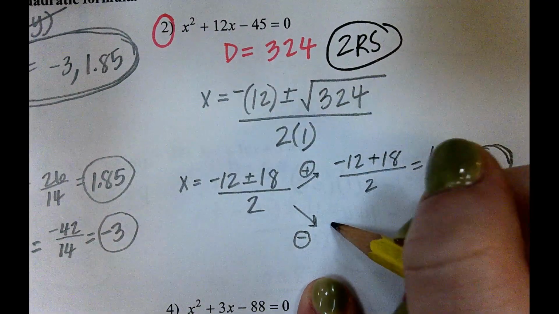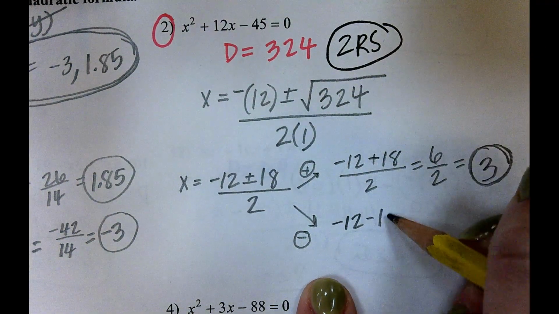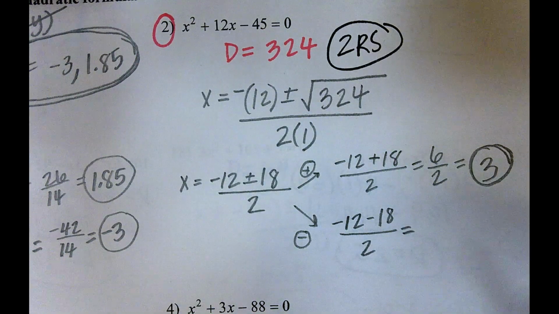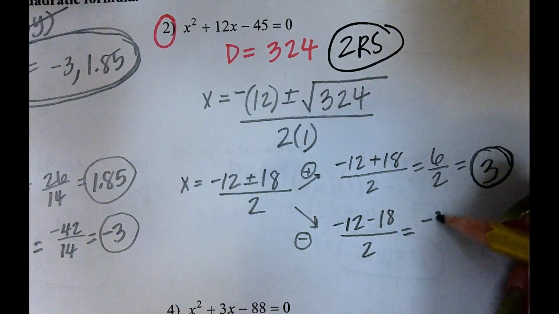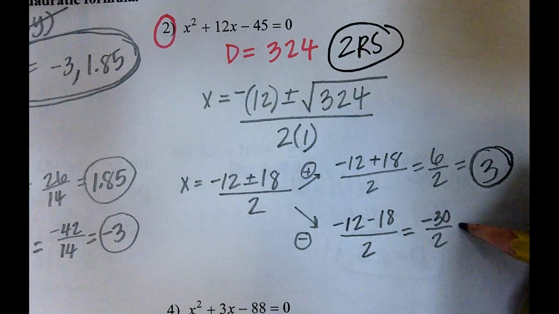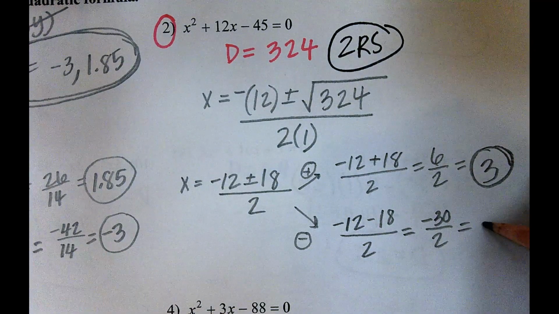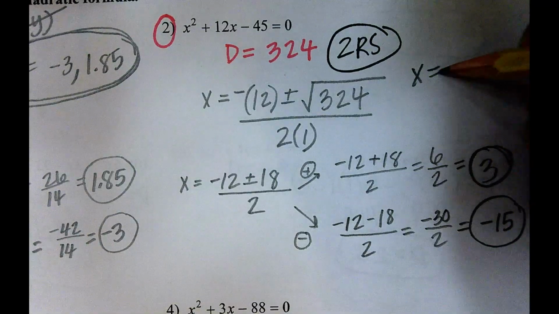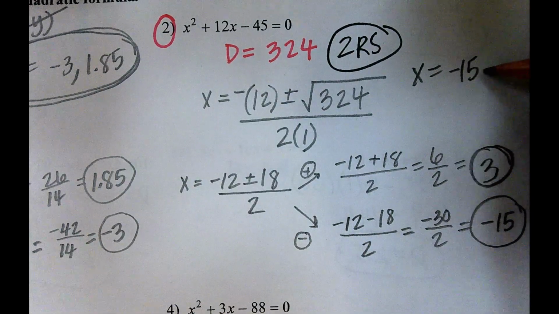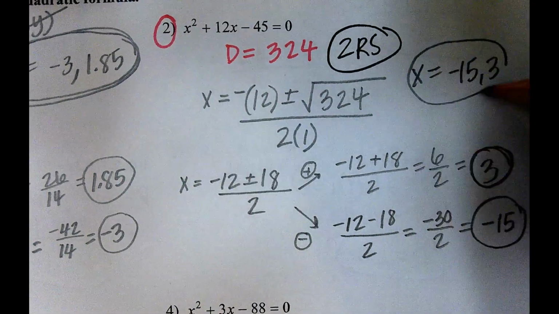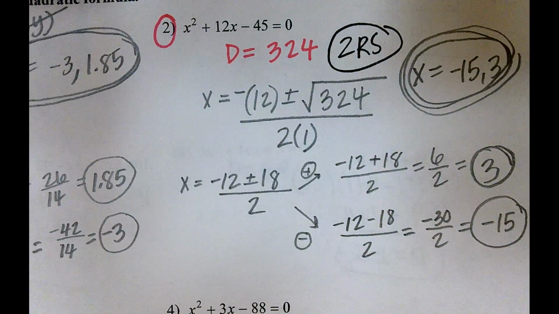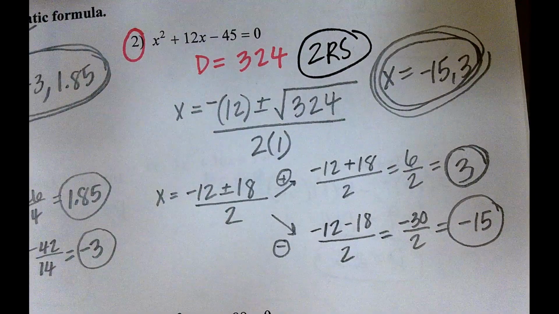Minus 12 minus 18. Good. Over 2, minus 30 over 2. X is minus 15. Good. Minus 15. So x equals negative 15 and 3. Perfect. That was number 2.